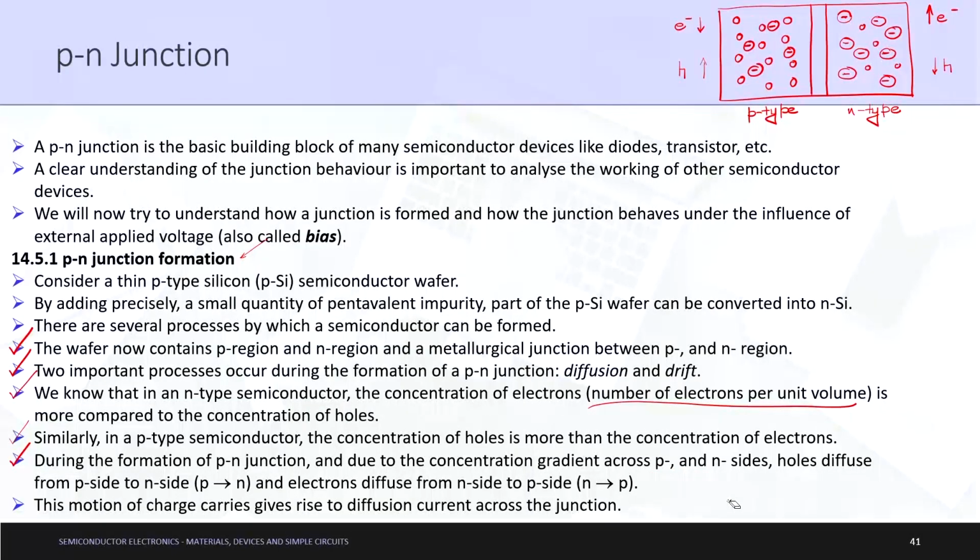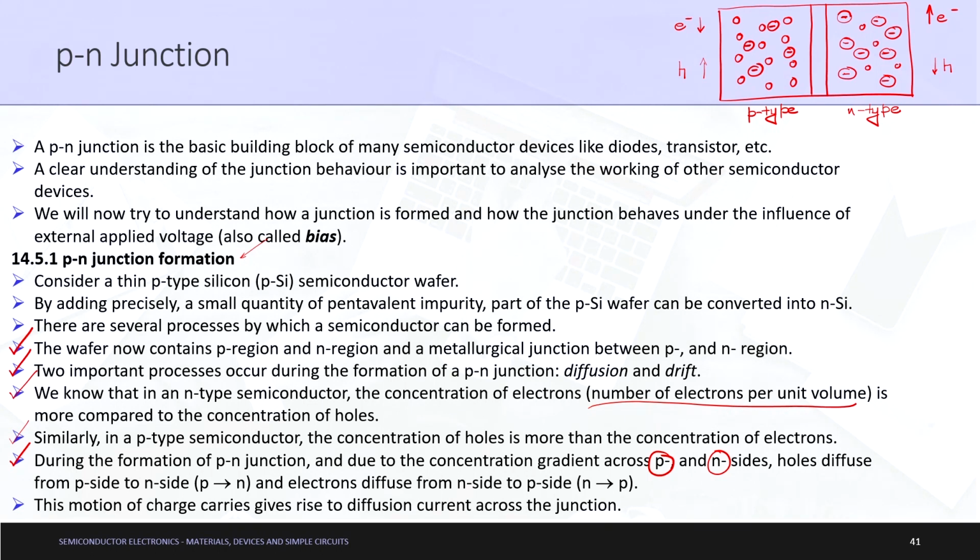What is the concentration gradient of? Because of the difference in the amount of concentration of electrons and holes. Okay. So let us read this line again. During the formation of a p-n junction, due to the concentration gradient across the p and the n sides, holes diffuse from the p type to the n side.